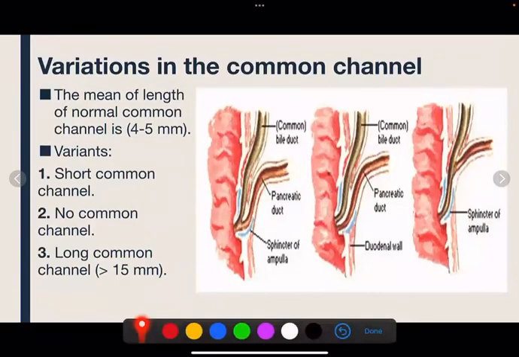The variation which can be seen in the common channel: the mean length of the normal channel, which is formed by the common bile duct and the main pancreatic duct, is normally 4 to 5 mm. Sometimes we have a very short channel or no common channel, where the common bile duct and the pancreatic duct open separately in the second part of the duodenum. Or we have a very long channel, about 15 millimeters, which will open also with the ampulla of Vater in the second part of the duodenum.